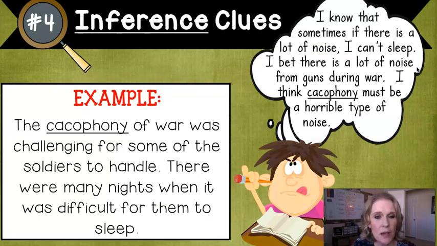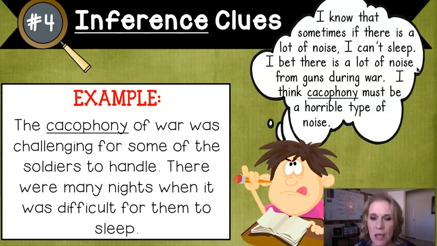Here's an example of using an inference clue. The cacophony of war was challenging for some of the soldiers to handle. There were many nights when it was difficult for them to sleep. Now you can see in this example, the author is not giving the definition. They're not giving a synonym or an antonym. They are letting the reader make their own guess, right, or inference to what cacophony means using their own prior knowledge.